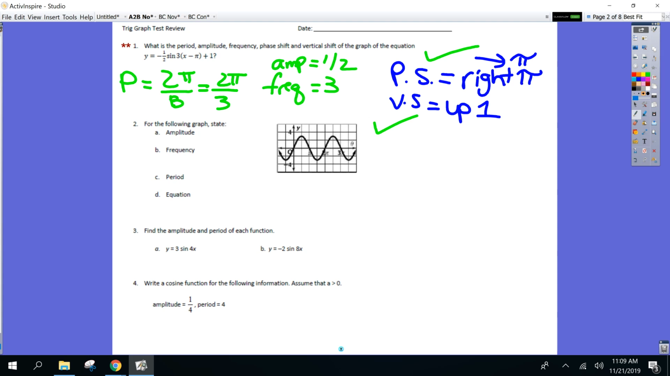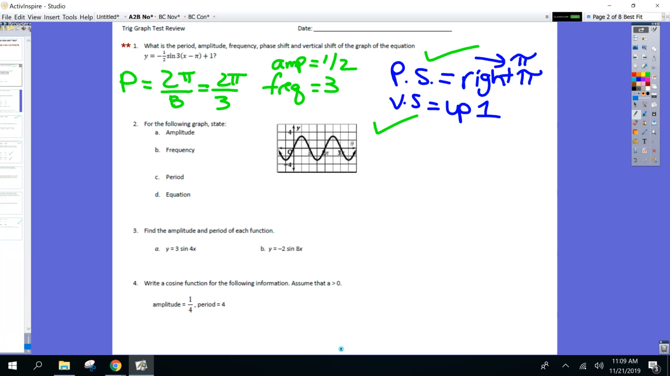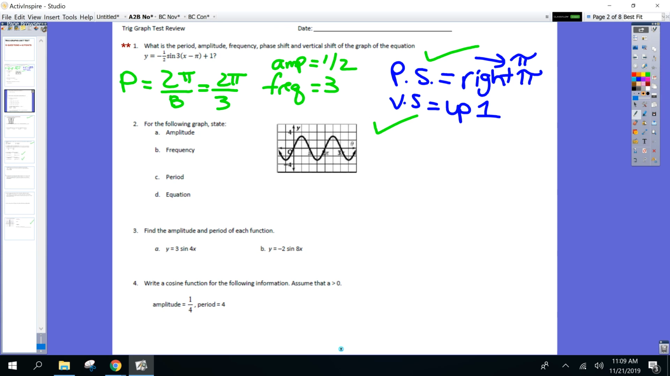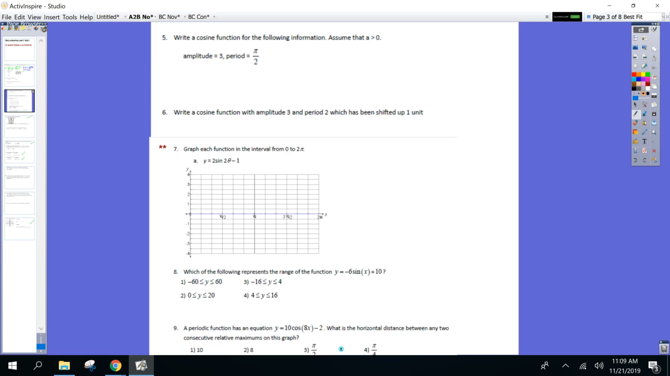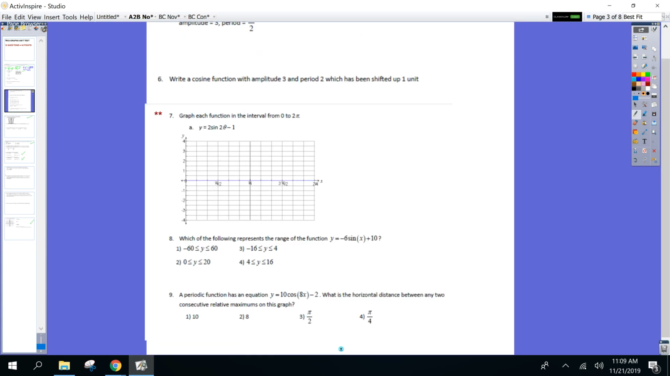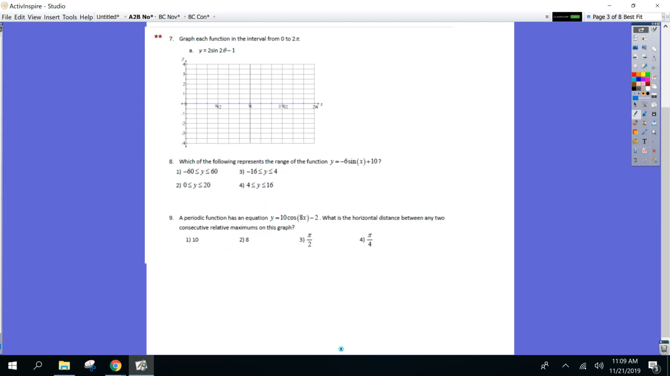Other concerns you have before I start? Can you do number 7 on this review? Yep. Okay, graph it from 0 to 2 pi.